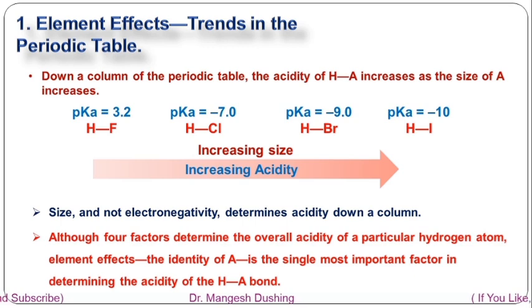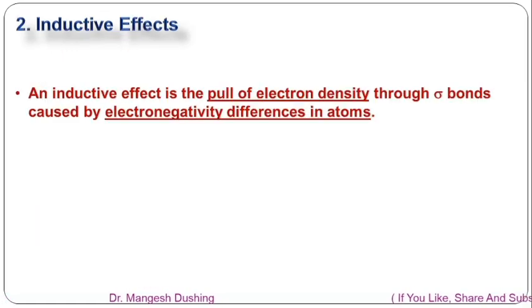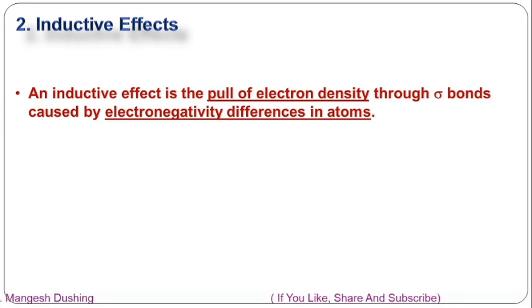So the stability of conjugate base is important. If more stable conjugate base, then more stronger acid. Now we will see a second factor, that is inductive effect. An inductive effect is a pull of electron density through sigma bonds caused by the electronegativity difference in an atom.